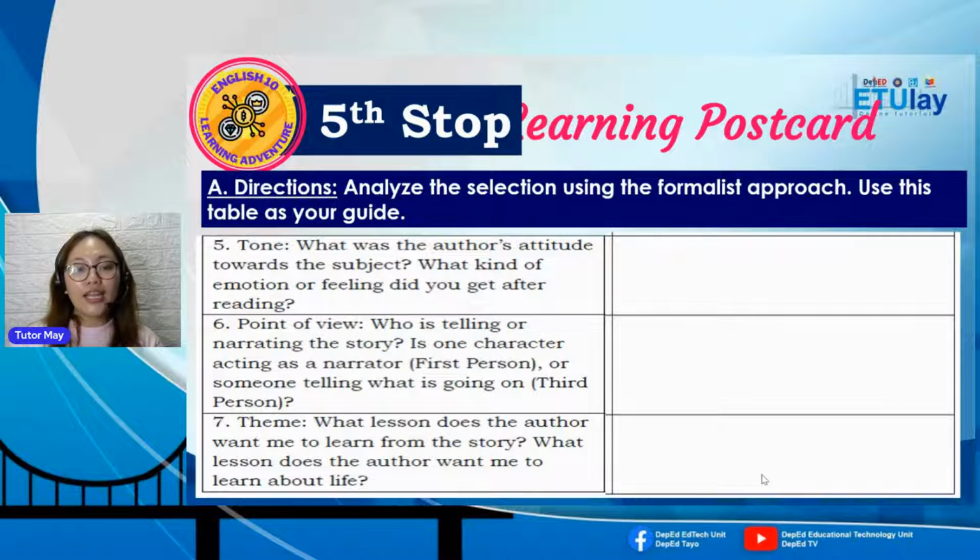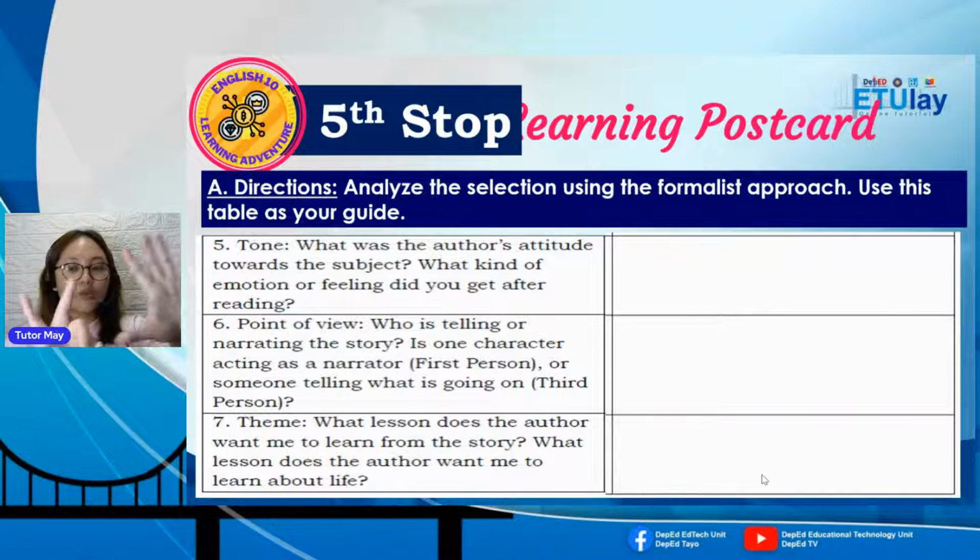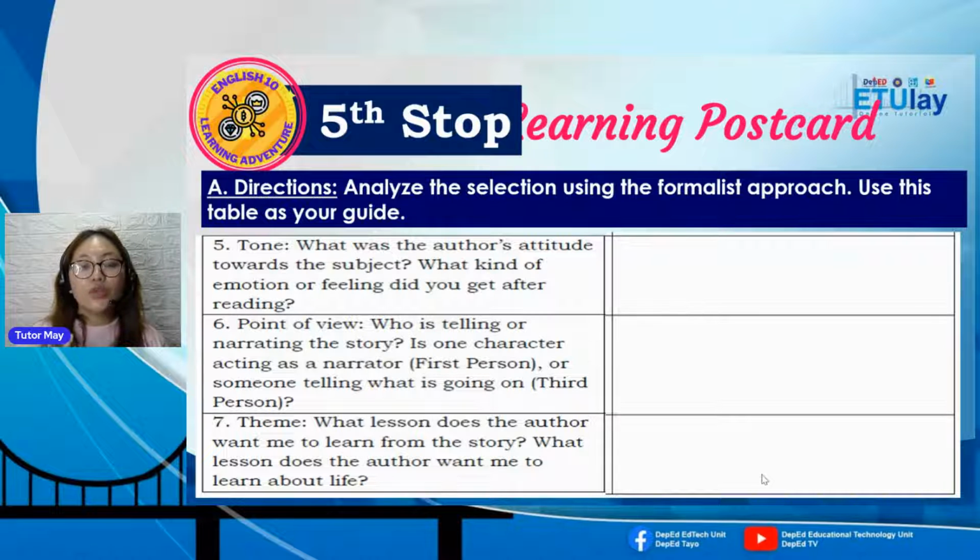So, another one. So, yun ay 1 to 4. Meron pa tayo 5 to 7. So, you will be guided with 7 points. Okay? So, 5 seconds again to screenshot your table that you will be using to make a formalist approach. 5, 4, 3, 2, and 1.